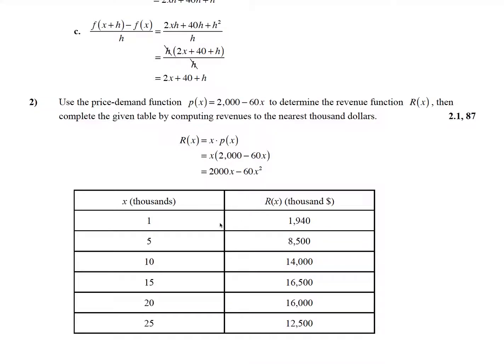Then we are asked to complete this table by making all of these evaluations. The revenue at x equals 1, the revenue at x equals 5, 10, 15, 20, and 25. And when you plug those in to this function here, then you will come up with 1,940 as a revenue at x equals 1, which is actually 1,000, since these x's are in thousands. And when x is 5, you will have 8,500. And when x is 10, you will have 14,000 for our revenue. And when x is 15, you should have 16,500 as your revenue. And when x is 20, 16,000, and at 25, revenue is 12,500. This is the exact example that we did in class the day that this topic was covered.